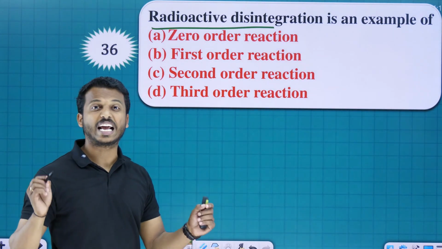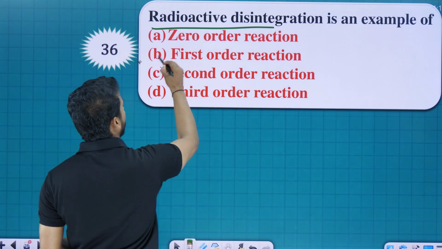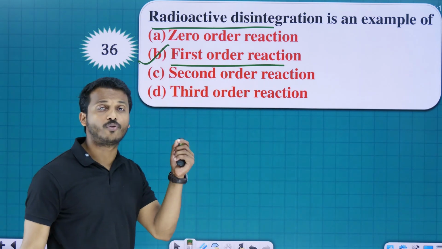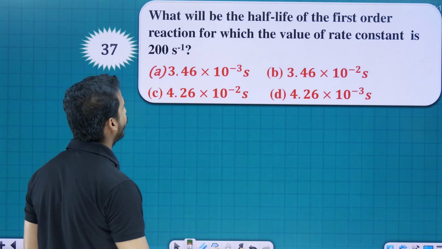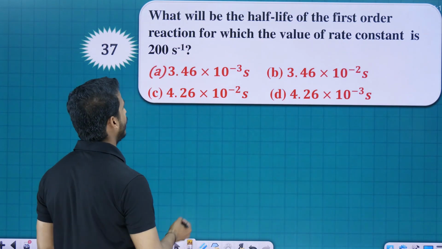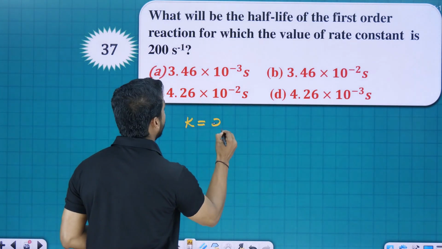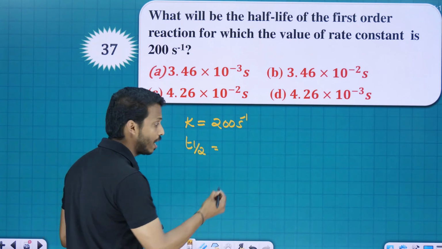Next, 36. Radioactive disintegration. Radioactive decay follows first order kinetics. Okay. Radioactive reactions follow first order kinetics. General fact. What will be the half-life of the first order reaction for which the value of rate constant is again given as 200 second inverse? Calculate half-life. What is the equation to calculate half-life, dear?